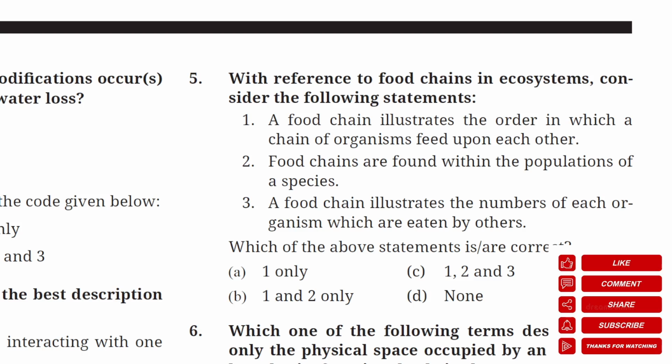So option A. Food chain is the sequence of transfer of matter and energy in the form of food from organism to organism. Food chains are not found within the populations of a species, rather among the populations of different species. It gives no information about the number of each organism which are eaten by the others. So it doesn't give any such information. Okay.